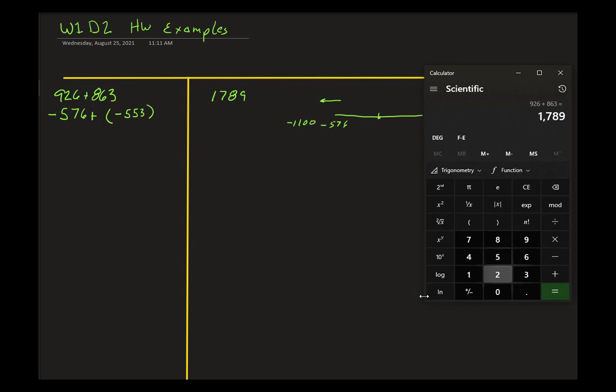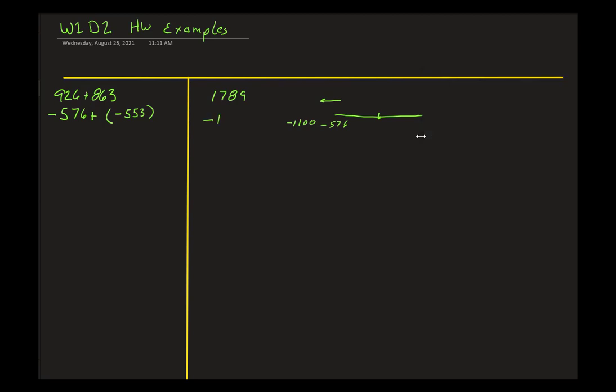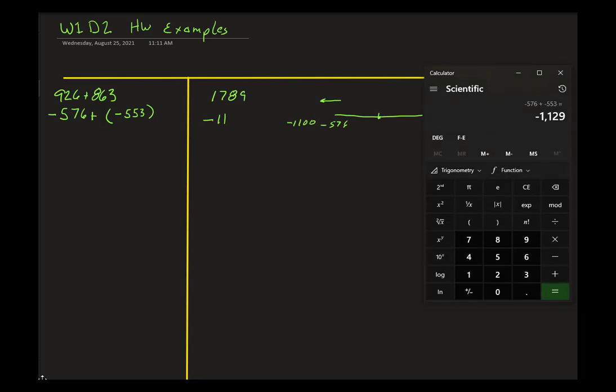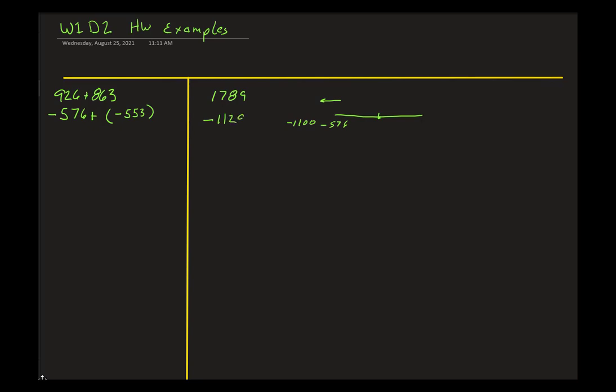So we've got 576, and there's minus, plus a negative 553. And what do we come up with? Negative 1129, which is about where I calculated, right? Pretty close to negative 1100. I forgot what it was. 1129.